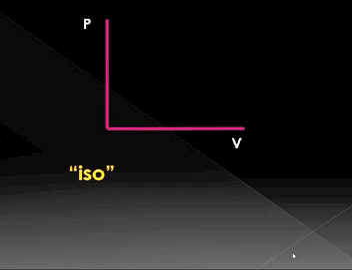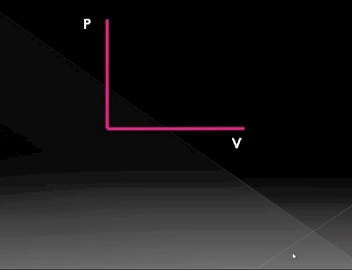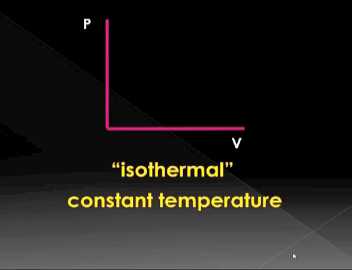And first of all, the word iso means the same or equal. You need to know that, it'll help. And I'm going to describe 4 processes. First of all, isothermal means same temperature. In other words, if the process happens at a constant temperature, this is what the graph will look like.